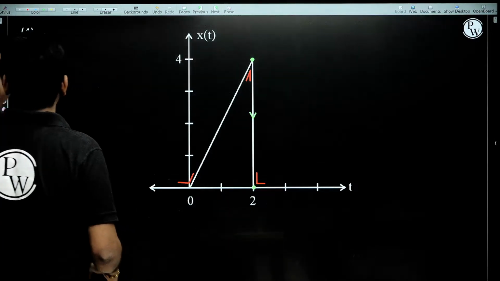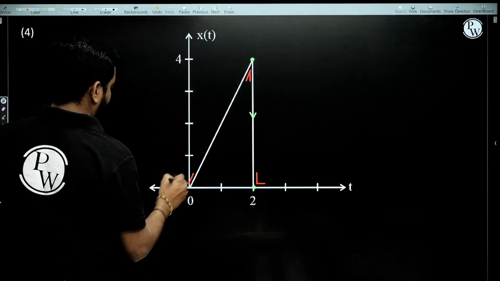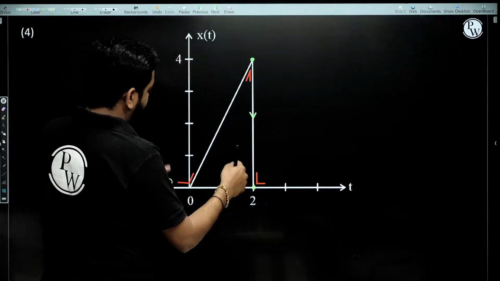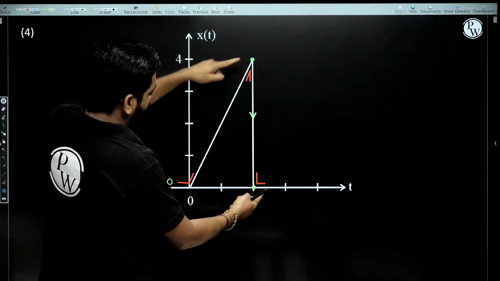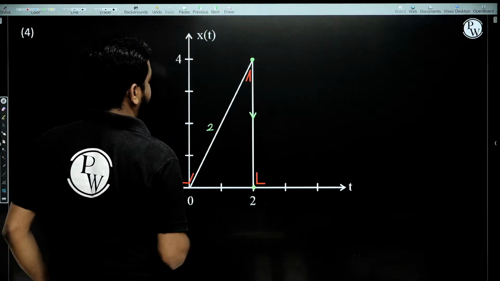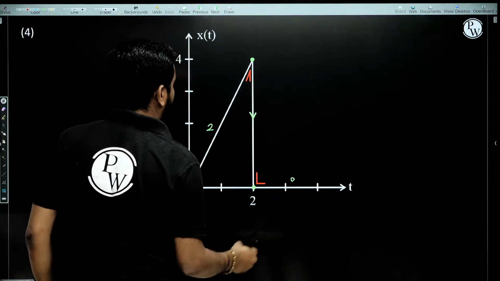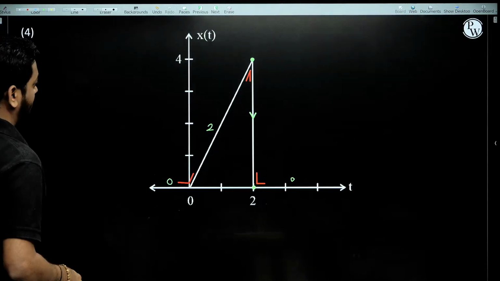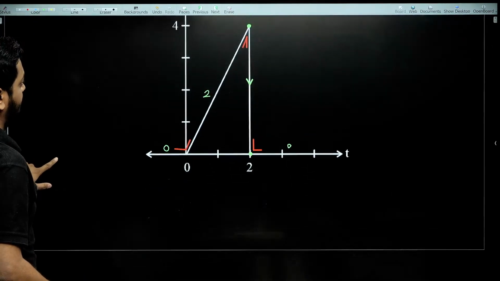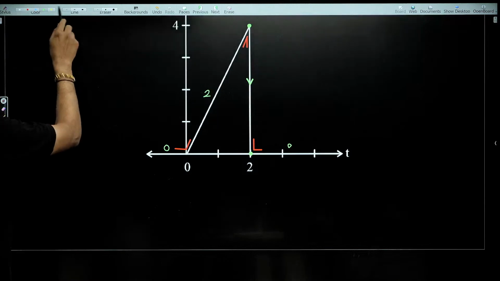Now the value of the slopes. Here the slope is 0. Slope is dy by dx, so dy is 4, dx is 2, so that's why it is 2, guys. Here the slope is 0, correct? Slope is 0, guys. Fine. Now the final answer.